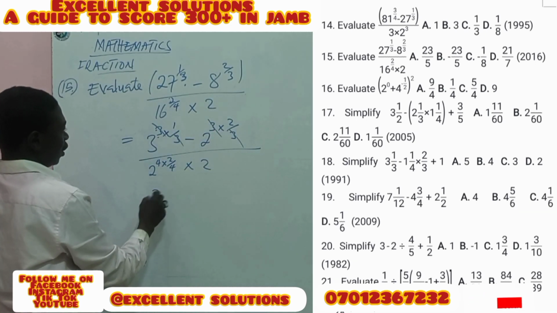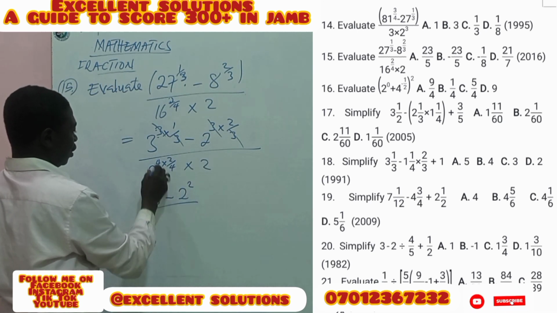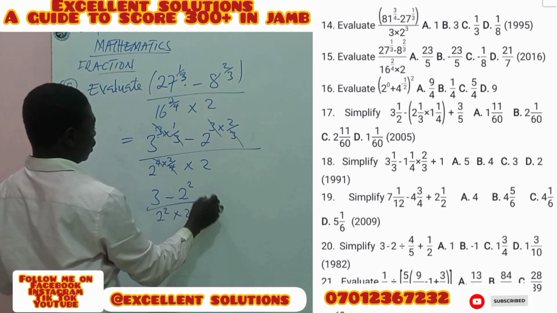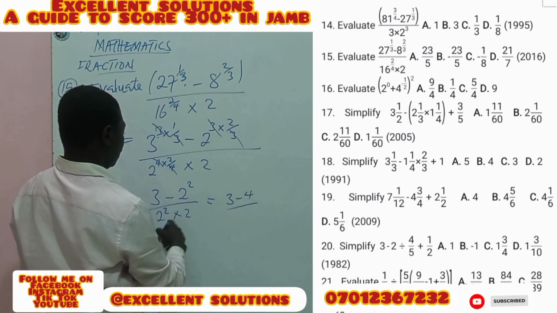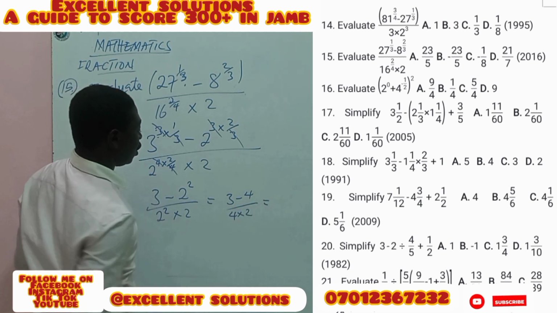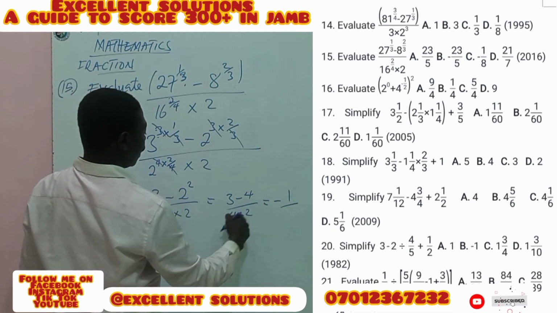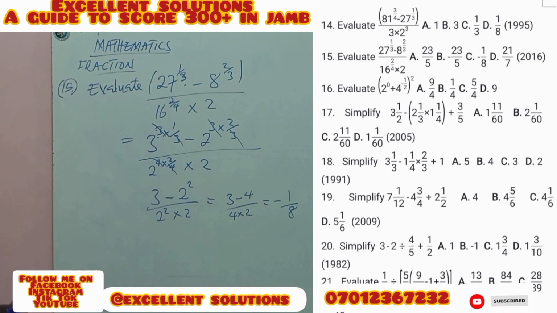We are now left with 3 minus, this is the same as 2 square, divided by 4 cancels 4. We now have 2 square times 2. So this gives us 3 minus 4 over 4 times 2, and this will now be equal to 3 minus 4. We now have minus 1 over 4 times 2, we have 8. And if you look at our options, in option C, we have minus 1 over 8. And that is the answer to this question.